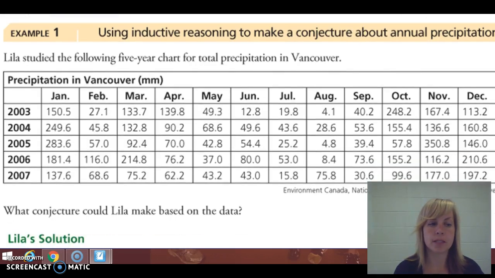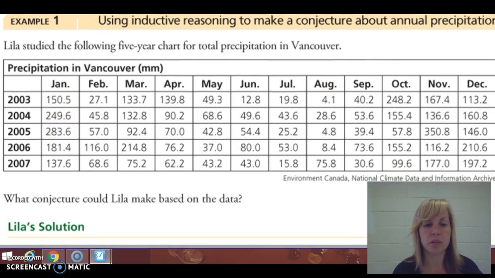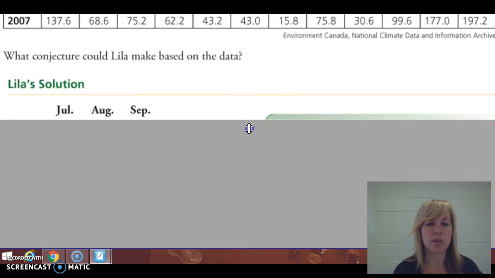Example 1 in our textbook, it is on page 7, says, Lila studied the following 5-year chart for total precipitation in Vancouver. What conjecture could Lila make based on the data? Looking at the data, she could say that most of the precipitation happens in the fall and winter years in Vancouver. That could be one conjecture that was made.